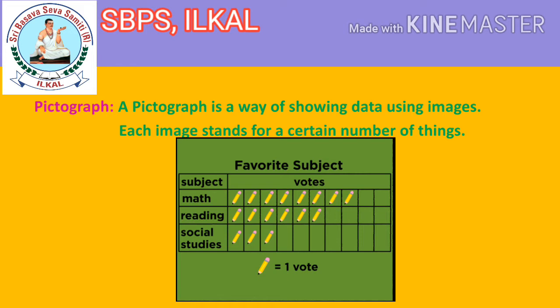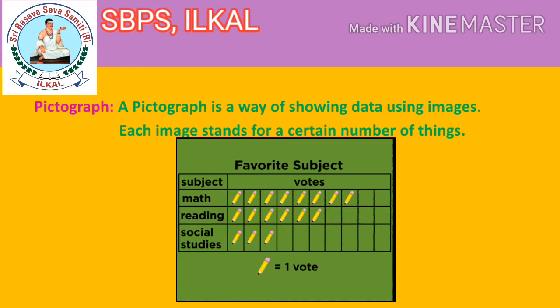First, to draw a pictograph, we have to consider one symbol. Each symbol is equal to 1 vote here. Which symbol have I taken? Pencil symbol. Favorite subject: math, reading, social studies. Here, math got 8 votes, reading got 6 votes, social studies got 3 votes. It is clearly visible, children, and you can understand the data very clearly.